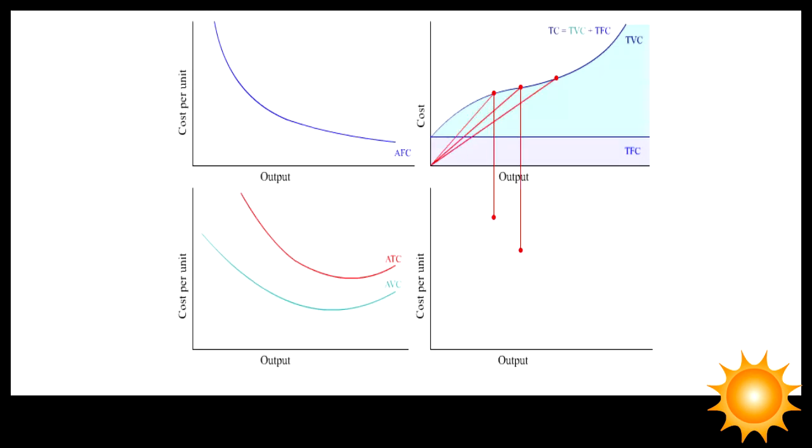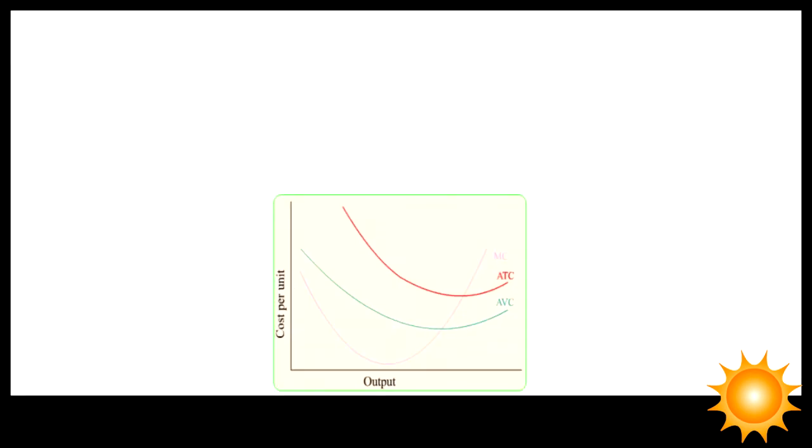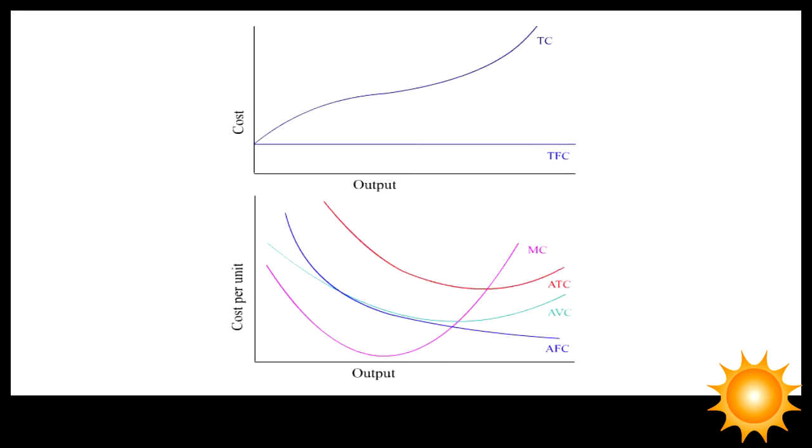Alternatively, we can derive the ATC curve by measuring the slope of the rays from the origin to TC. Here is the side-by-side comparison. These two methods generate identical ATCs. Notice that the gap between ATC and AVC is narrowing with higher output because AFC is falling as output increases, and MC always intersects ATC and AVC at their minimum points.